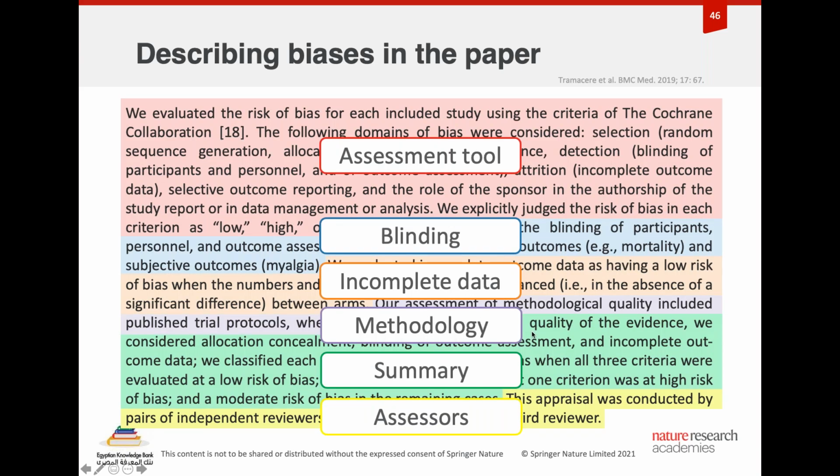So it's not only important you know how to do it properly, but you have to report it properly in your papers as well. This is what is going to be expected when your papers are being evaluated by peer reviewers or editors of your target journal.